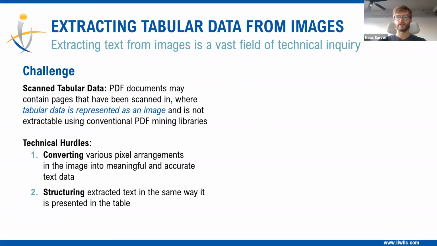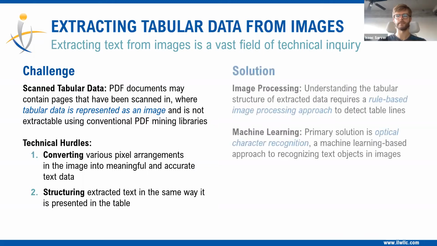The challenge of dealing with tables and images is that they are not extractable by conventional PDF mining libraries. In order to convert a table from an image, the data of various pixel arrangements in the image must be converted to text data, and that text data must be restructured into the appropriate rows and columns of the table.